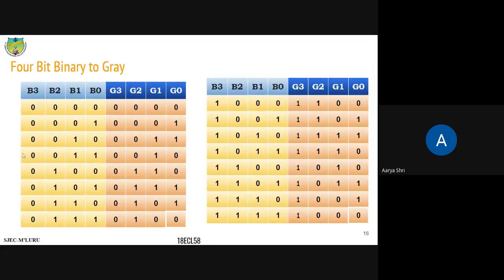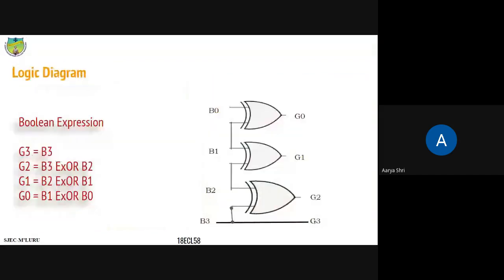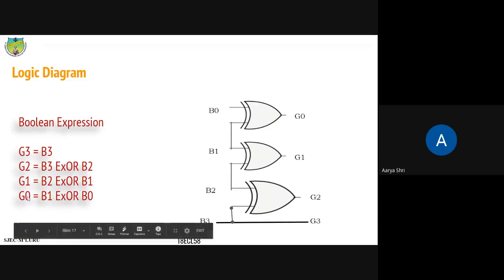So you can just check one example here. If you are considering 0, 0, 1 and 1, G0 is 1 XOR 1, that is 0, and G1 is 0 XOR 1, that is 1, and then you have G2, that is 0 XOR 0, 0, and G3 is 0 itself. So the Boolean expressions are G3 is equal to B3, G2 is equal to B3 XOR B2, G1 is equal to B2 XOR B1, and G0 is equal to B1 XOR B0. And the same logic diagram is also shown here.